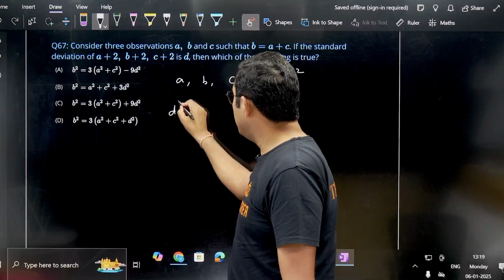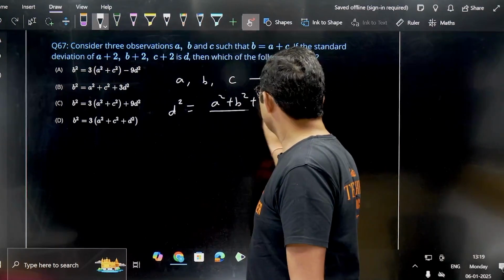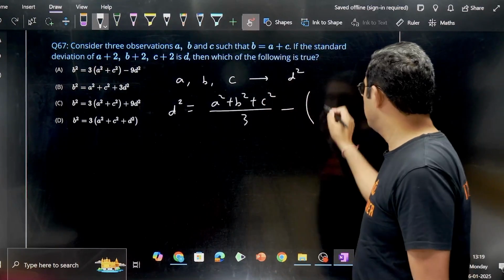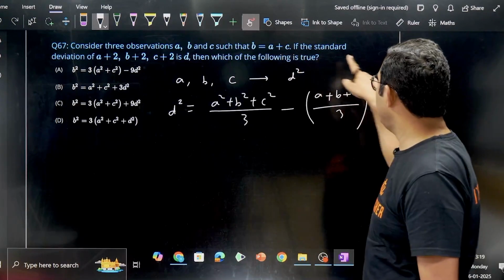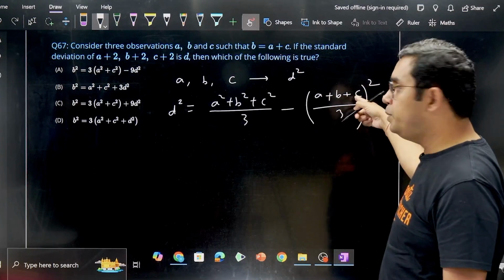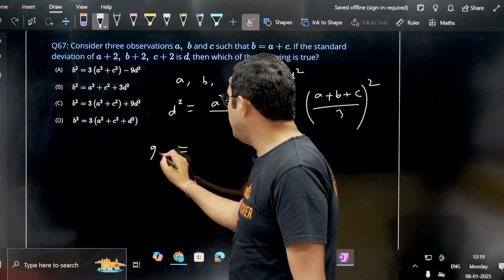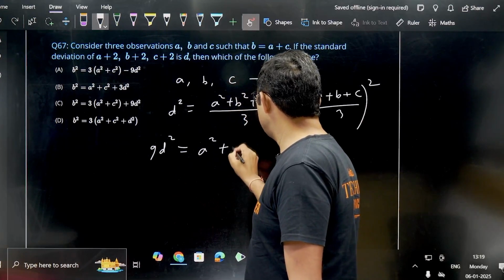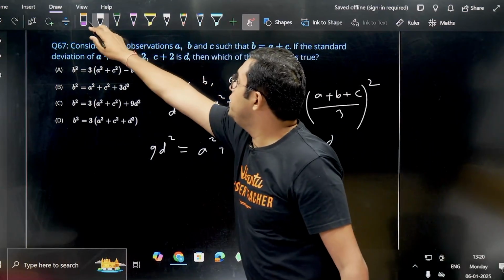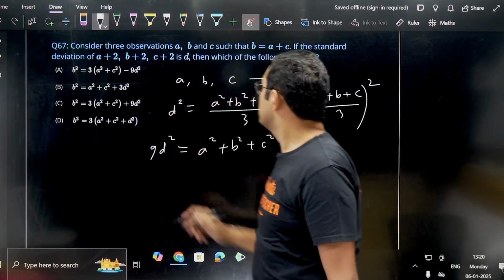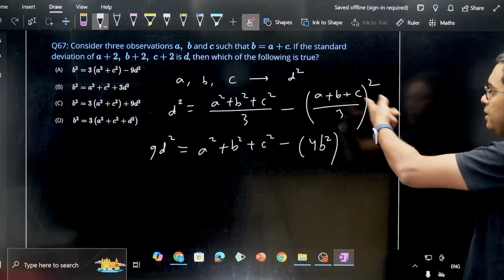Now what is d square? By the variance formula, it is equal to the average of squares minus the square of the average, which is a plus b plus c by 3 whole square. Because we are given a plus c to be b, it will become 2b upon 3. I can multiply by 9 both sides, so it will be 9d square is equal to 3 times a square plus b square plus c square, and here we are left with 4b square, because a plus c is b.